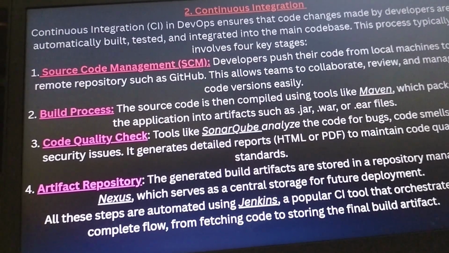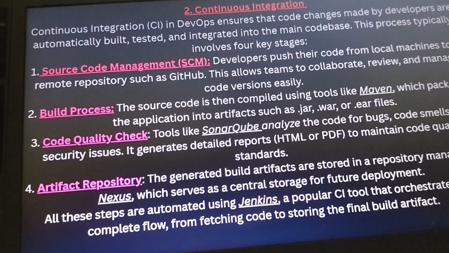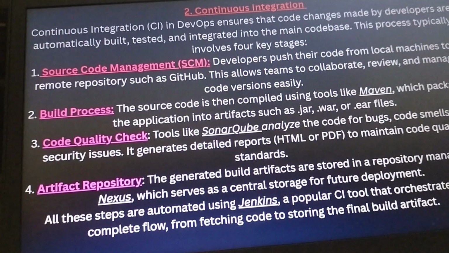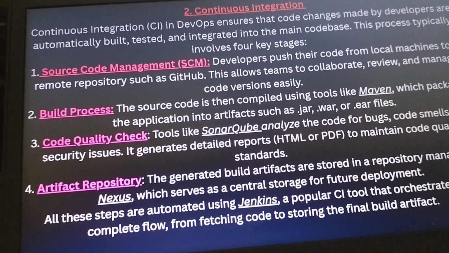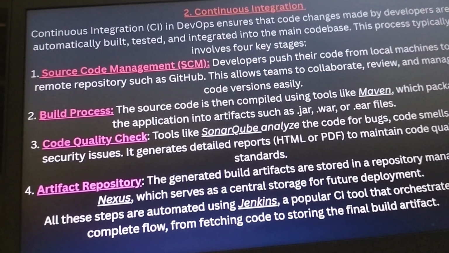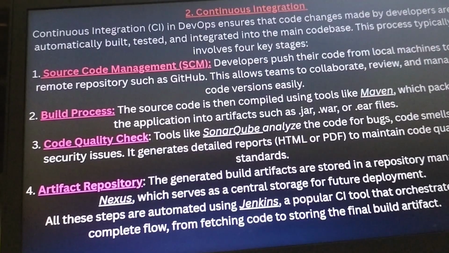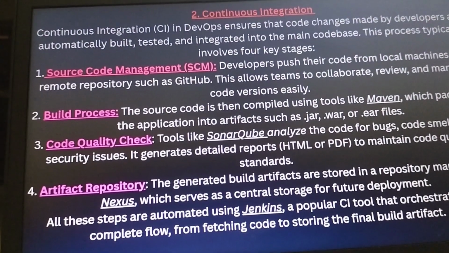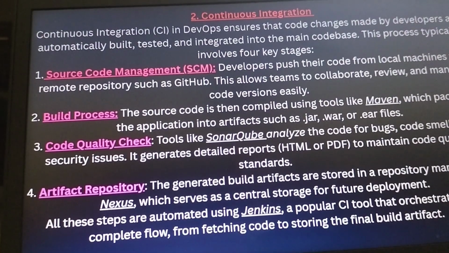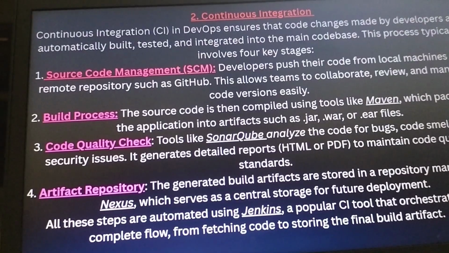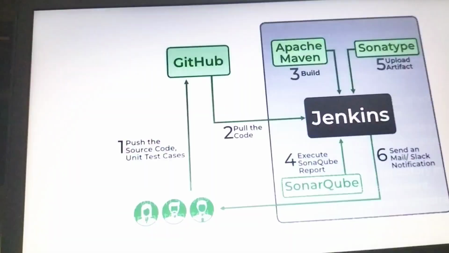Artifact repository. The generated build artifacts are stored in a repository manager like Nexus, which serves as a central storage for future development. All these steps are automated using Jenkins, a popular CI tool that orchestrates the complete flow from fetching code to storing the final build artifact. So the important tool we need to know before learning DevOps is Jenkins. If we learn Jenkins, we can do all these stages easily.